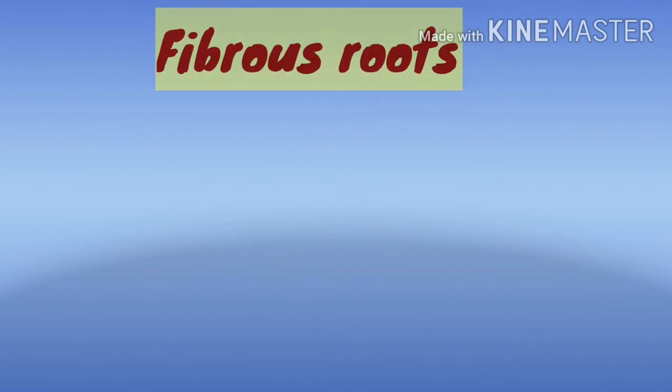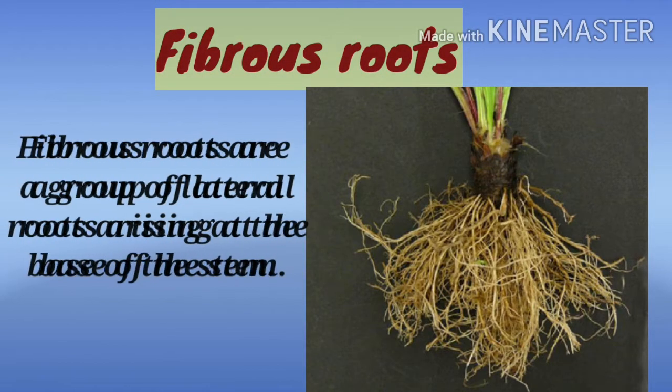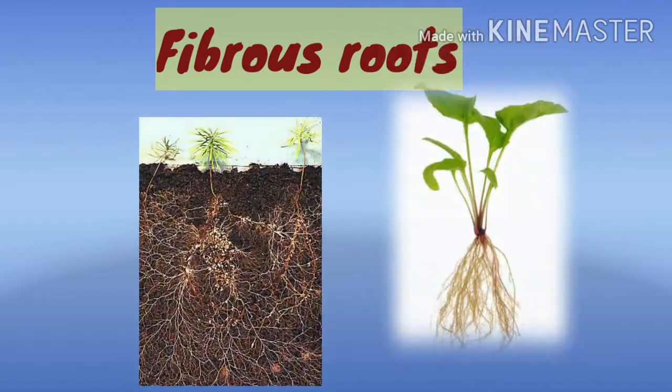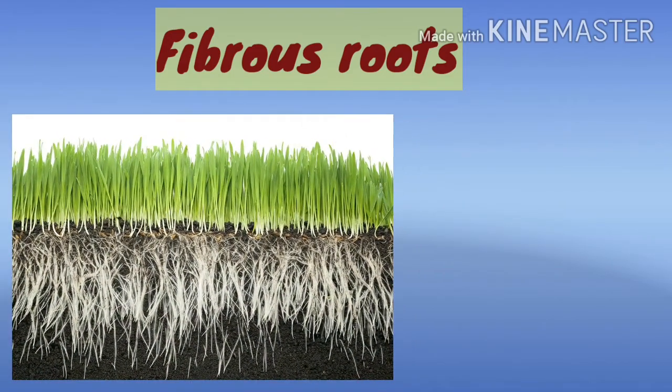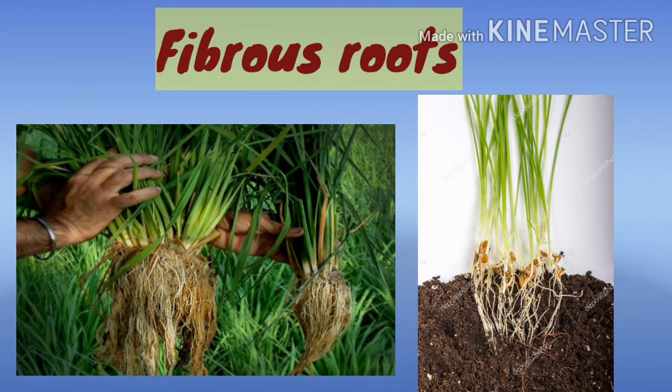Now, fibrous roots. Fibrous roots are a group of lateral roots arising at the base of the stem. They have a bushy appearance. These roots are thin and almost equal in size. Grass, wheat and rice are examples of plants with fibrous root system.